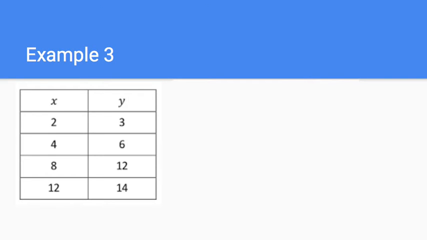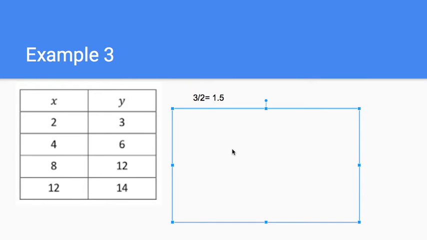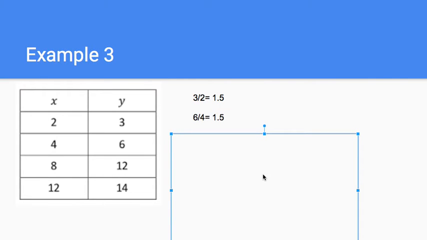So we're also going to be looking at some tables and some graphs. So here's a table where I have x and y. Now we always take y over x. Okay, y always goes over x. So I'm going to take 3 divided by 2, which gives me 1.5. I can also do 6 divided by 4, which equals 1.5. 12 divided by 8, 14 divided by 12. These should all come out to equal 1.5.